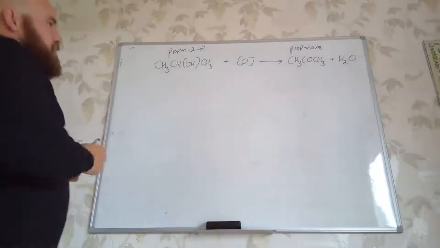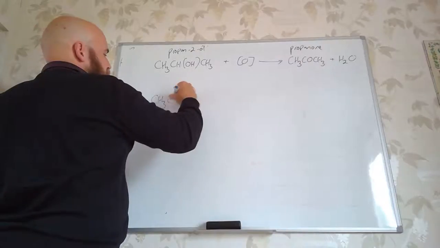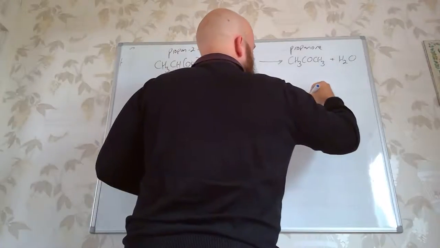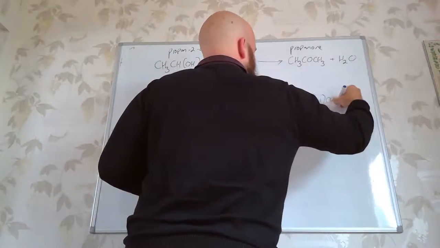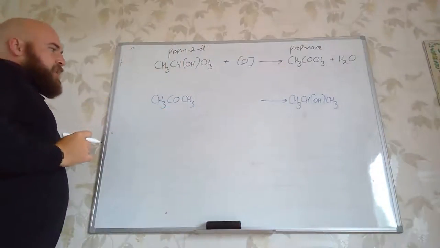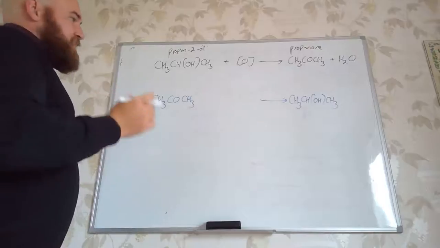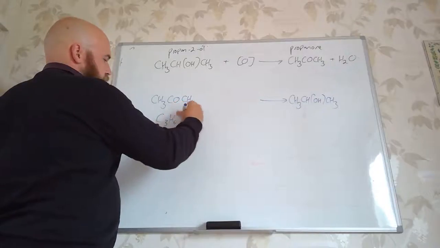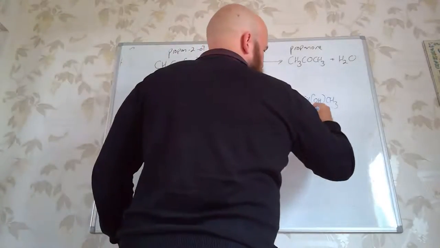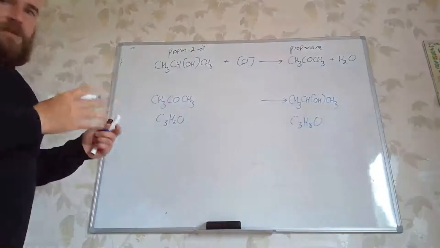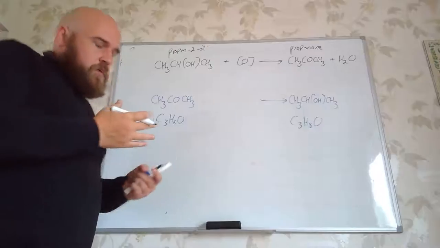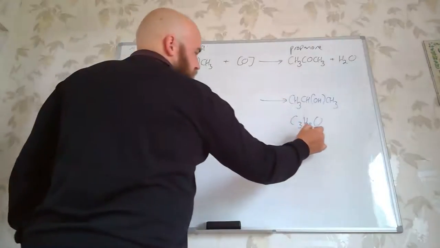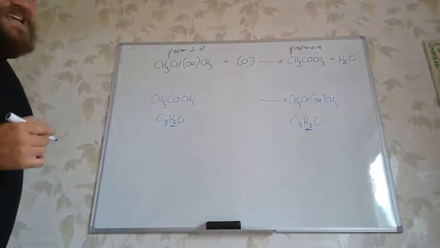But let's go in the reverse direction. So if we want to go backwards to the alcohol, how would we go about doing it? Well, again, chemically, what's happening here? We've got C3H6O on the left, and on the right, we've got C3H8O. So again, you can use molecular formula just to see what's going on between the two sides of the chemical equation. And hopefully you can see the 6 hydrogens on the left and 2 extra ones on the right. So this thing is gaining hydrogens.